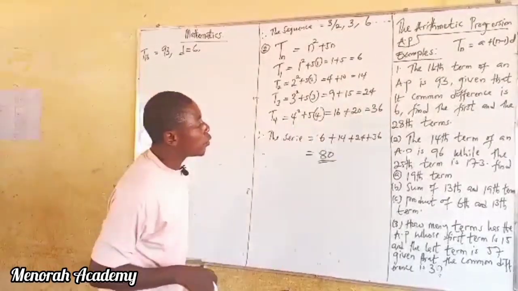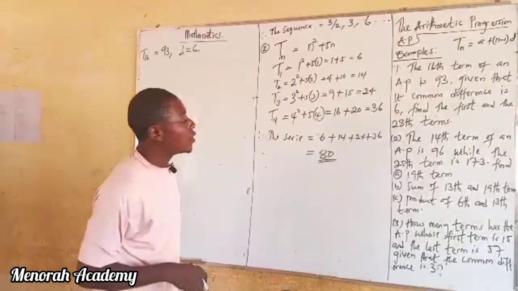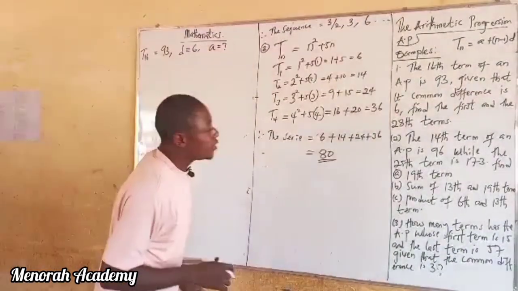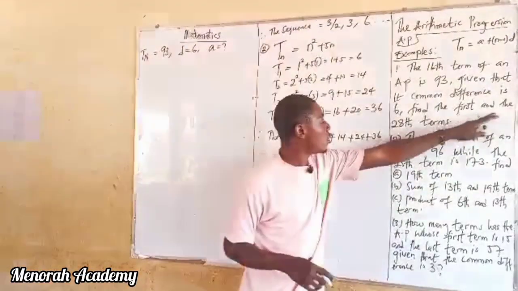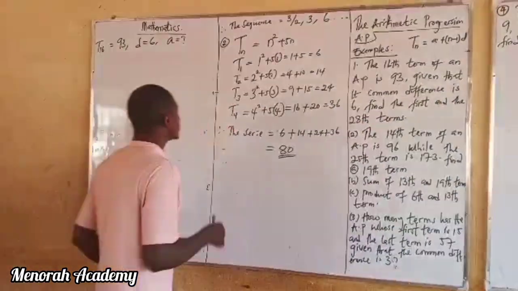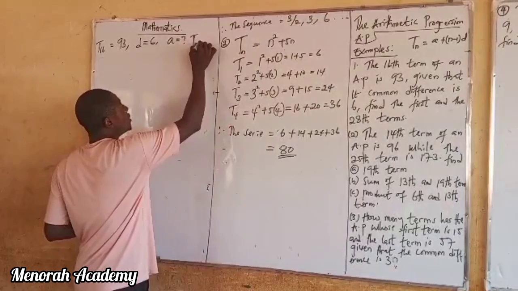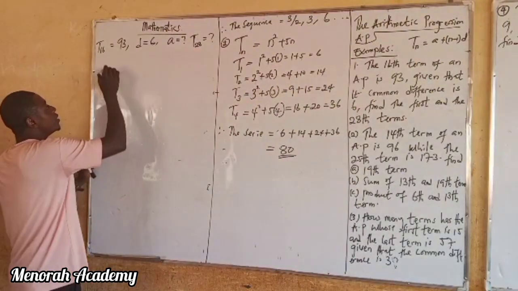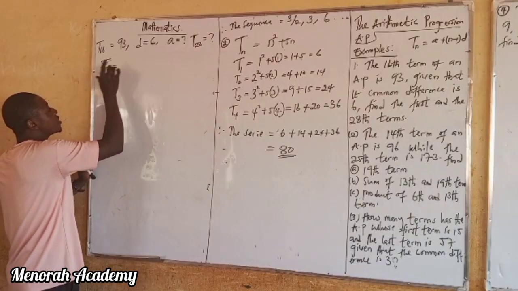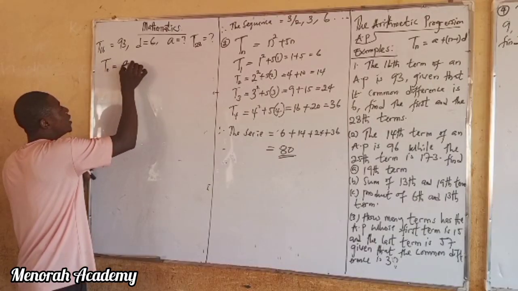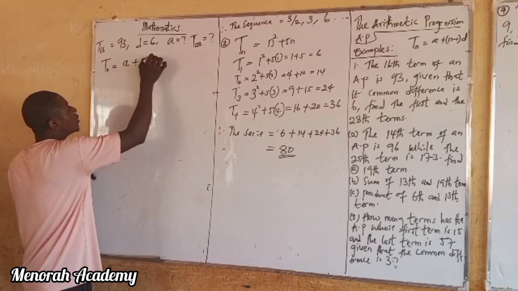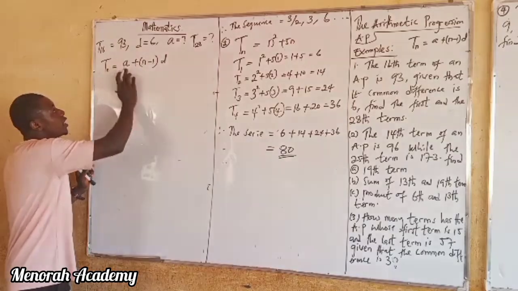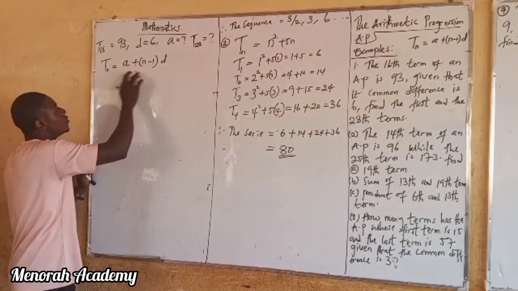Also, we are asked to find our first term. That means our a, which is the first term, we don't know it. Then we should also find the 28th term, that is t of 28. We also don't know it. Also, we said that under AP, the nth term of an AP is given to be a plus n minus 1, all in bracket, times d. This d is the common difference, which is given to be 6. a is not given, n is not given here.